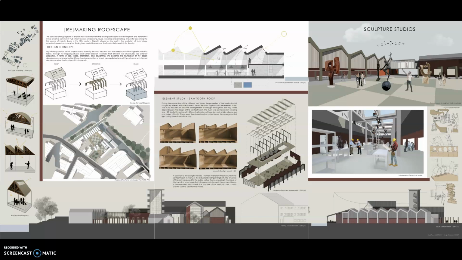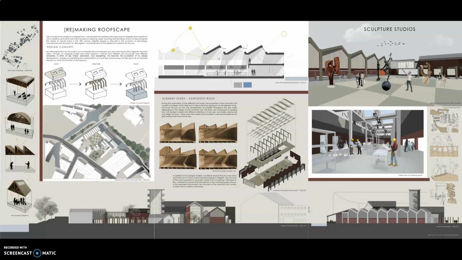This then became the foundation of my design development, whereby by identifying the characteristics of a roof form and structure, this will then give me an informed decision on what the function of that space is. So represented in these diagrams above here, I took the approach of rather than designing from bottom up, I decided to design from roof form first.